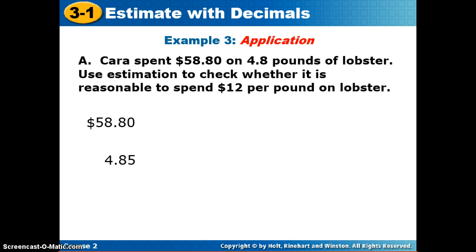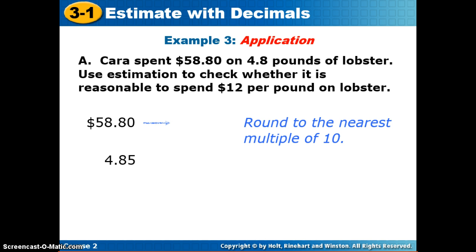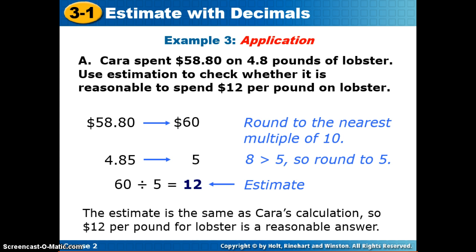Well, let's take a look. We are going to divide, right? So we can find how much per pound. It was 4.8 pounds of lobster, so we're going to divide. 58.8 we'll round to 60, and 4.8 we'll round up to 5. Now we can take 60 divided by 5, which gives us about 12. So yes, according to Kara's calculation, $12 per pound for lobster is a reasonable answer.